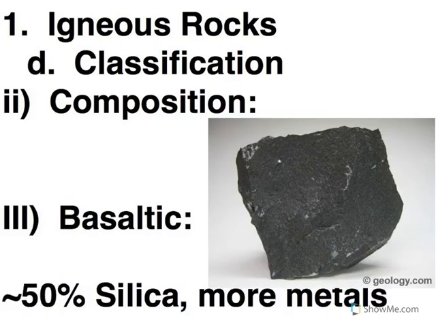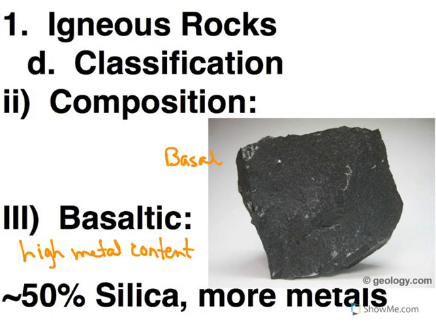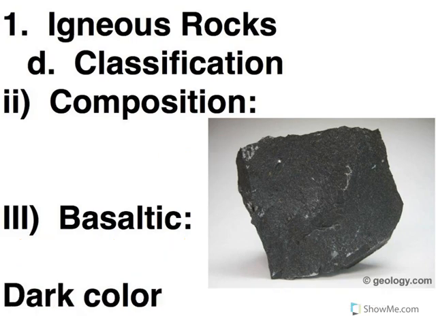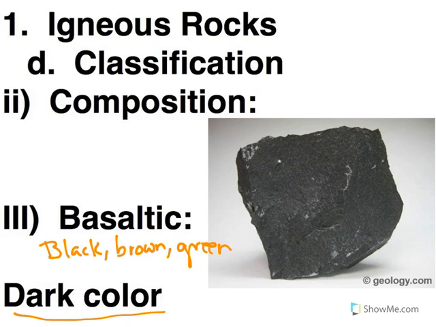And then our last category is basaltic. So this is going to have a high metal content. So this is going to have more iron and magnesium present. And as the name implies, basalt is an example. This is basalt. So here, of course, darker colors. So these are going to look more black, brown, and remember green counts as a dark color. So all of those would fall into the basaltic category.